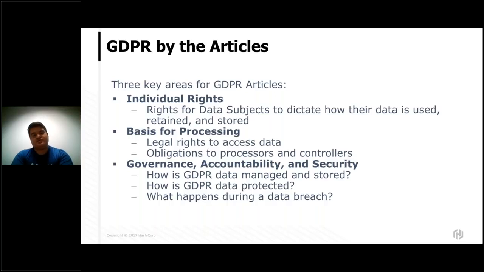Basis for processing is also a series of articles within GDPR that really focus on whether the processor has access to the data for a legitimate reason. That's really important because GDPR really focuses on privacy. And so processors should in no way have access to data that they're not actively using. This whole area is really about the processor requirements for GDPR.